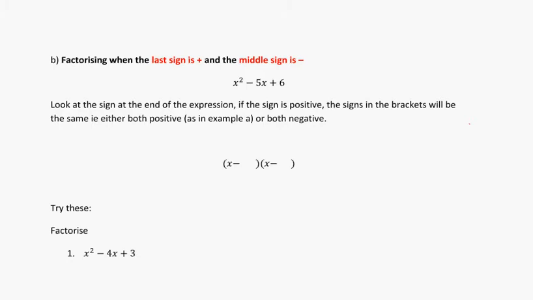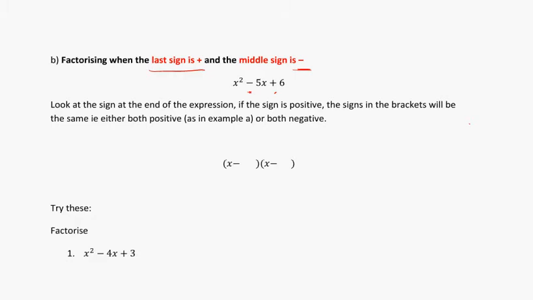Okay, in the last video we learnt how to factorise when both signs were positive. Now they're not always both going to be positive, so let's look at different cases. This time we're going to look at the case where the last sign is positive, just like before, but the middle sign is minus. That's the middle sign, that's the last sign.